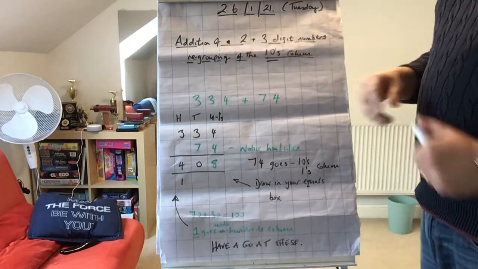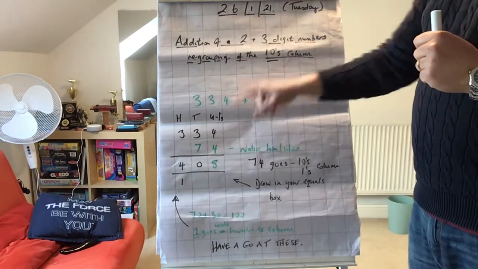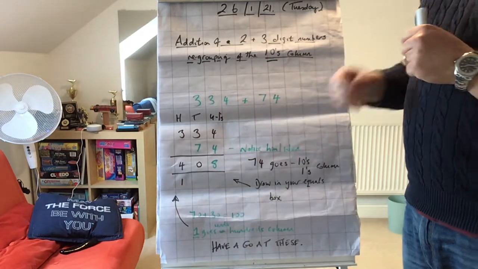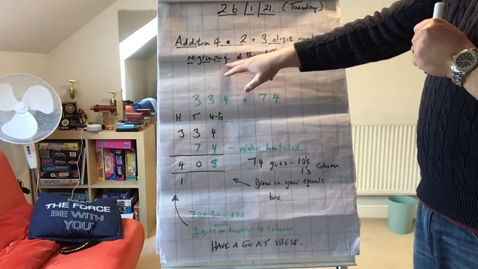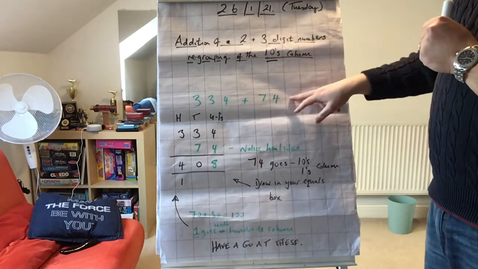Okay, so today we're looking at adding, using column addition, 2-digit numbers and 3-digit numbers. Remember, the 3-digit numbers go first and then the 2-digit numbers go underneath them, okay? And specifically, we're looking at regrouping the tens column today. So that's kind of an example of what you'll get.